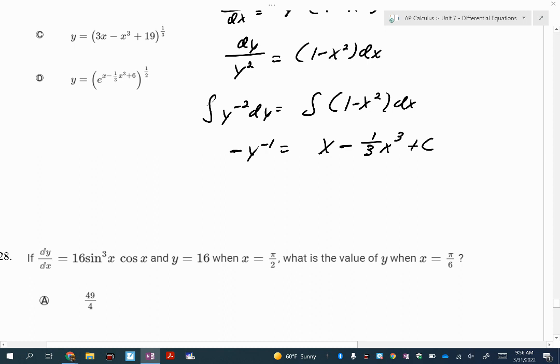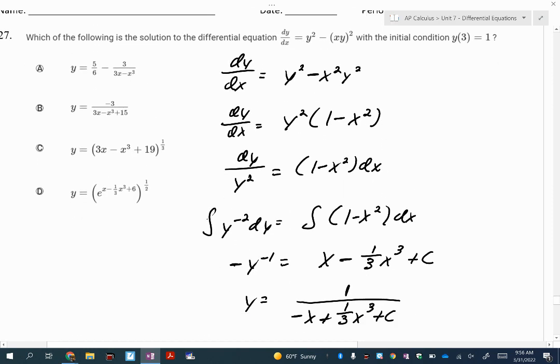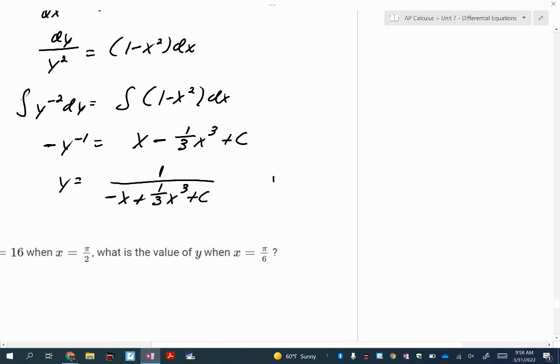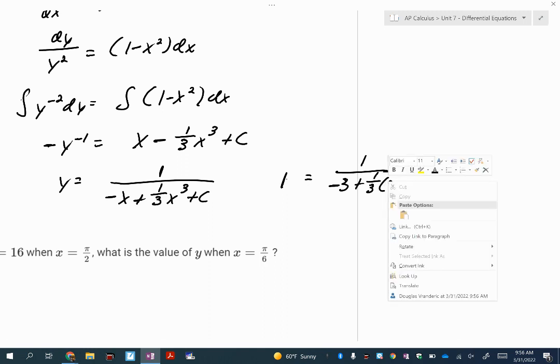I'm going to move over the negative and I'm going to flip it. So make it 1 over negative x plus 1/3 x cubed plus c. We've got an initial condition: when x is 3, y is 1. So y is 1 when x is 3. So the opposite of 3 plus 1/3 times 3 cubed.